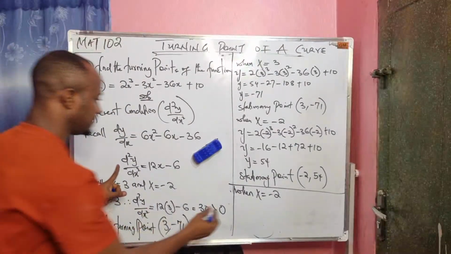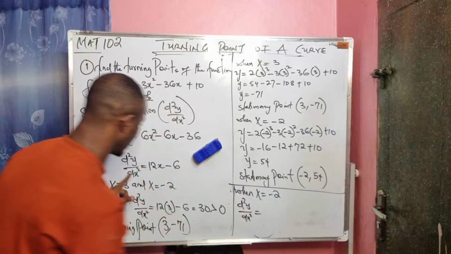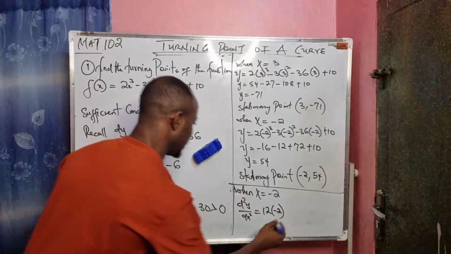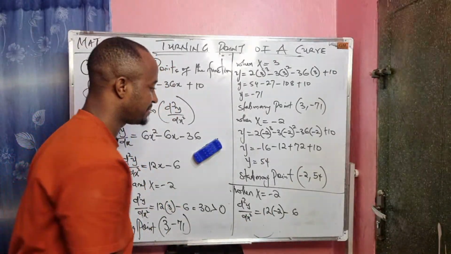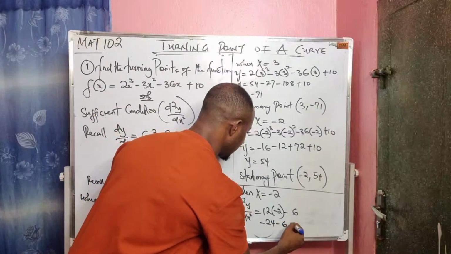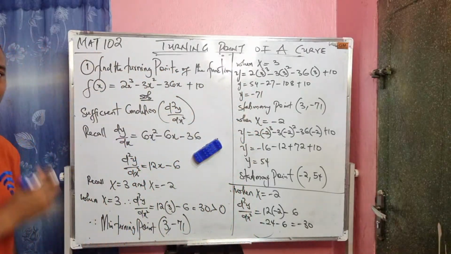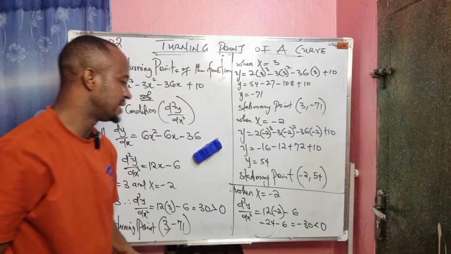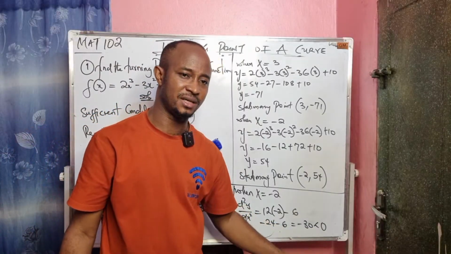Our second derivative, d²y/dx², will be equal to what here? Here we have 12 times -2, then -6. 12 times -2 is -24. -24 - 6 is -30. And -30, is it greater than 0 or less than 0? It is less than 0. So when d²y/dx² is less than 0, what do we have there?